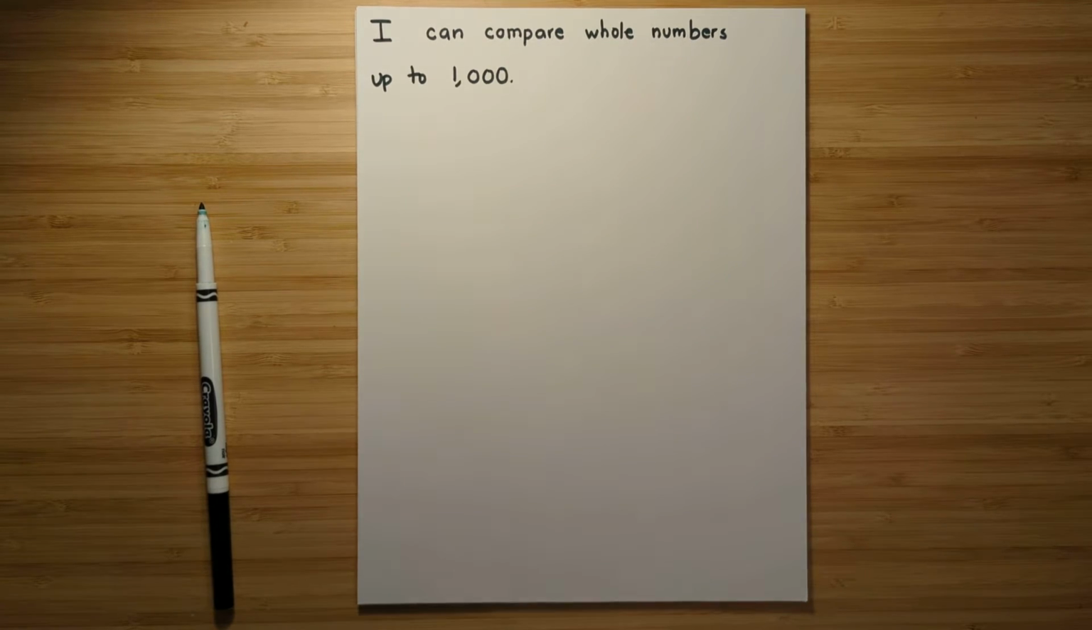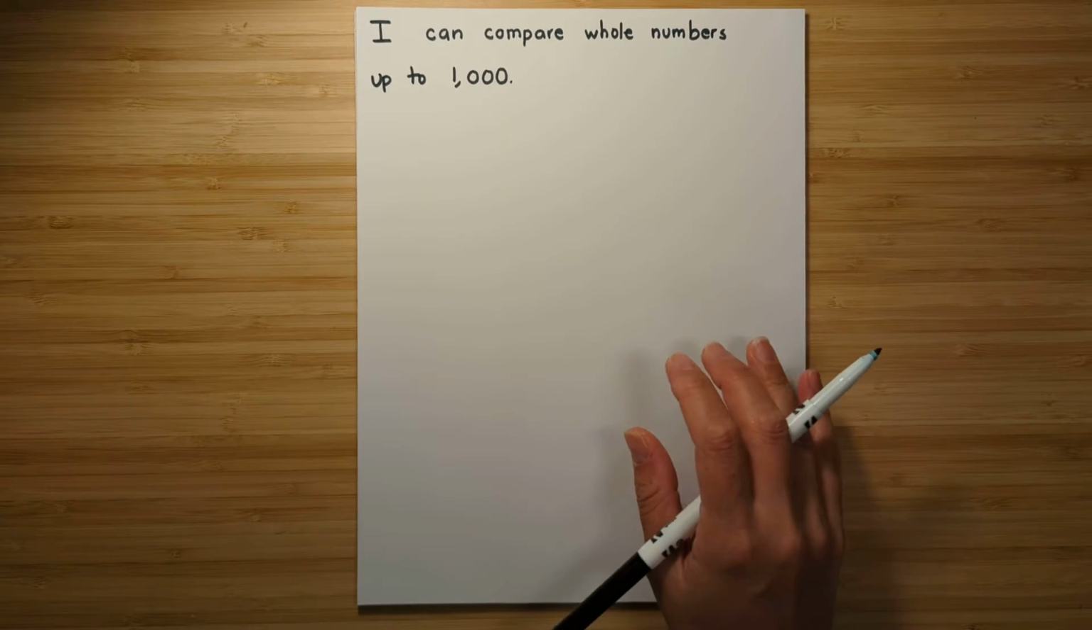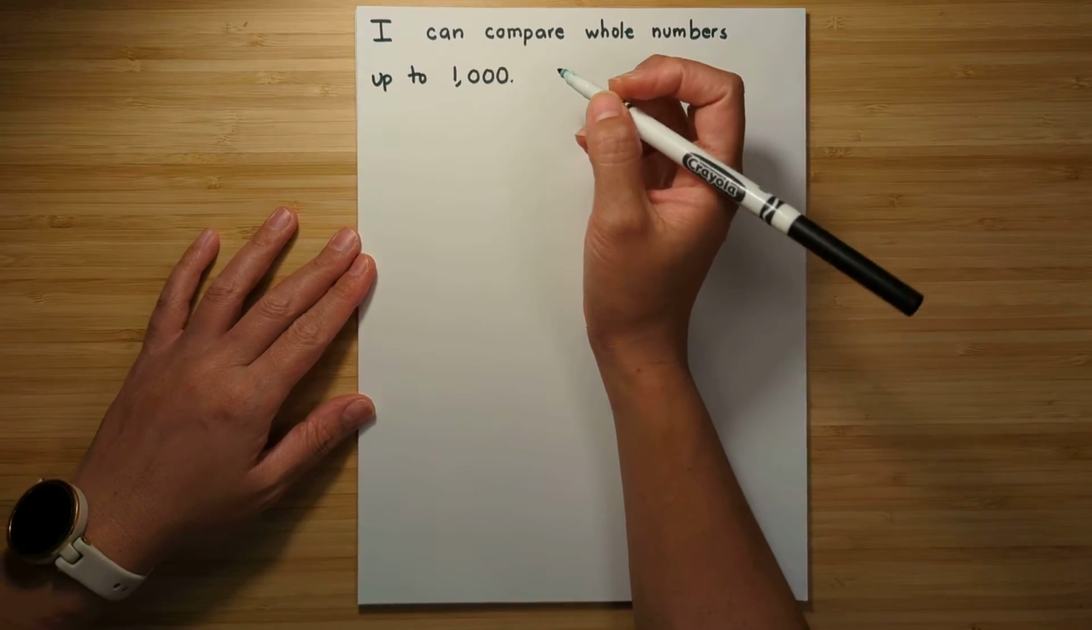Okay, the I can for today is I can compare whole numbers up to 1,000. So before we start to compare the values, let's look at some symbols.